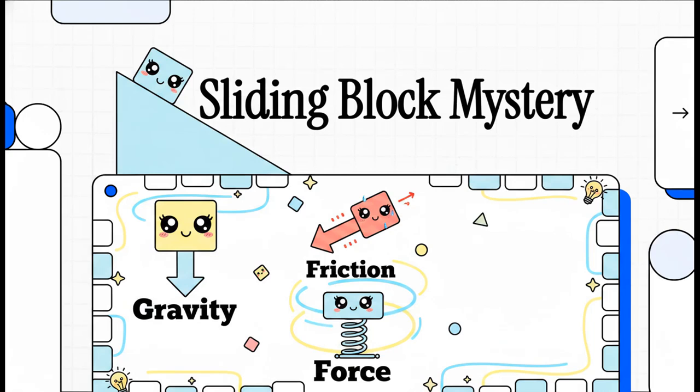Welcome to the Explainer. Today, we're taking a visual journey through a classic physics mystery. We're going to decode those invisible forces that govern motion and really turn all that abstract math into physical reality. Let's get right into it.